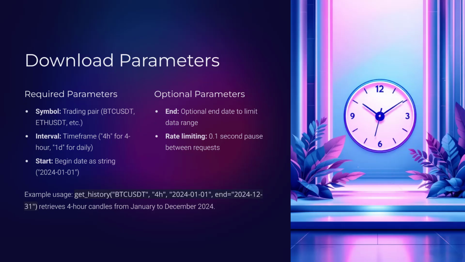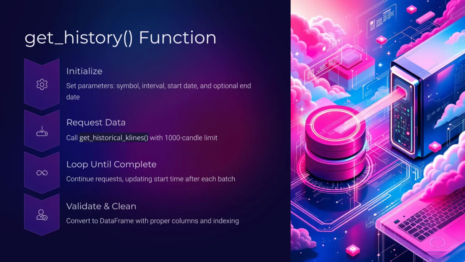Start is the start date as a string, for example 2020-01-01. End is an optional end date. If we pass it, the function stops once it reaches that date. Inside the function, we start by creating an empty list called allBars, which will store all the raw candles we get from Binance. Then we convert our start date into a timestamp in milliseconds. We use pd.to_datetime on start, take the timestamp in seconds, and multiply by 1000 to convert to milliseconds because Binance expects times in milliseconds.